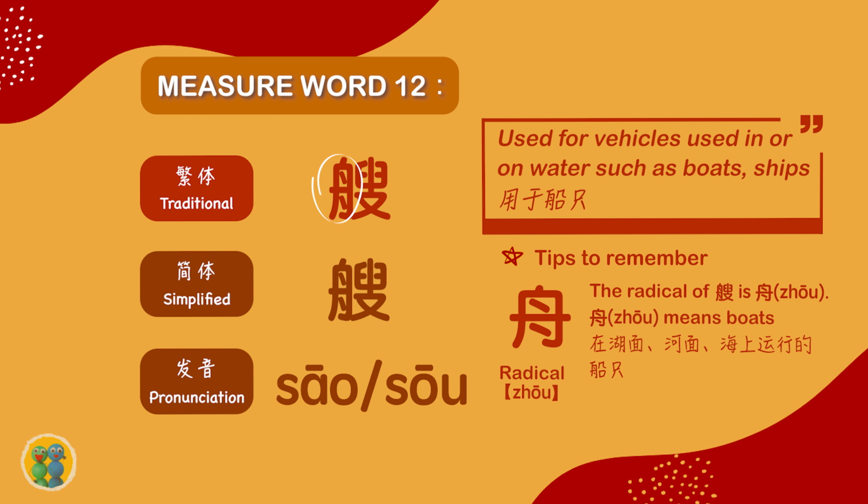And if you remember this radical, when you see other Chinese characters with this radical, you can guess that they must have something to do with the vehicles that can be used on water. So if you remember this radical, it helps you to remember this measure word.